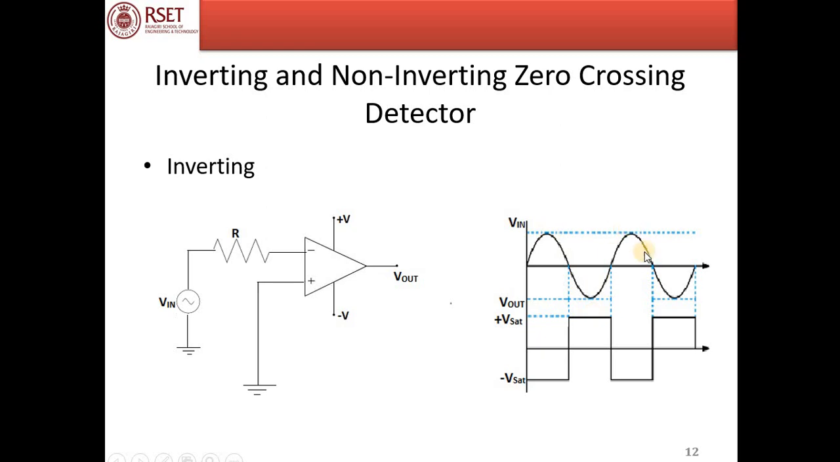This is the input voltage applied to the inverting terminal. There is no V reference, or this is the V reference, 0 volt. So, whenever the input voltage is more than 0 volt, which is the reference here, the output switches to minus Vsat because the input signal is applied to the inverting terminal. And whenever the input voltage drops below 0 volt, the output switches to plus Vsat. So we can clearly see how by feeding a sine wave as input, we get a square wave as output.